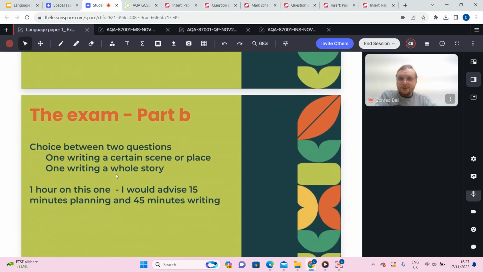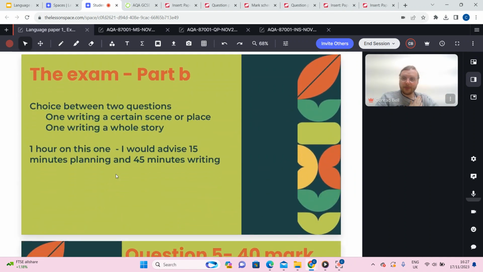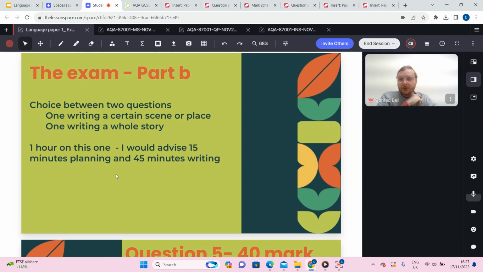Okay, and lastly, part B is the writing one. So you can choose between 2 questions, writing a certain scene or place, or writing a whole story. So normally about 1 hour for this question, and it's about 15 minutes of planning and 45 minutes of writing, I would say, because you get marked so heavily on how well this is constructed.